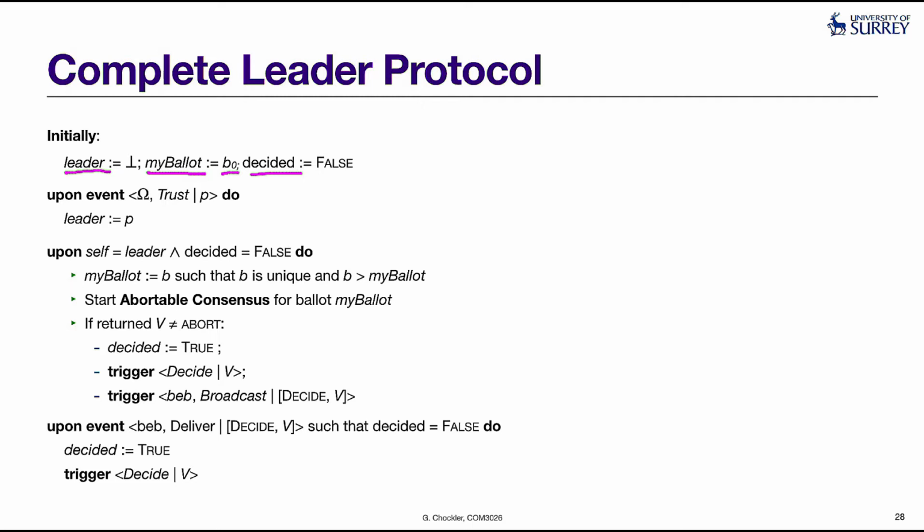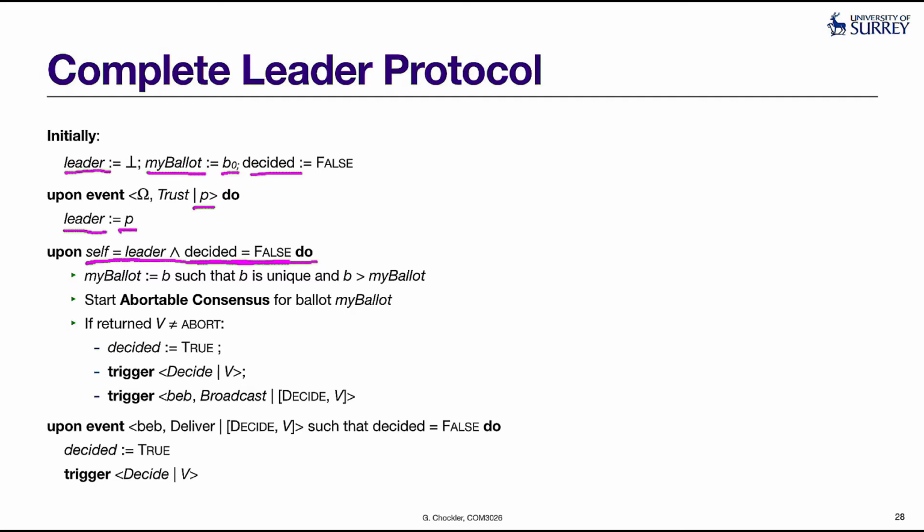So whenever the eventual leader detector reports that it trusts a process with ID P, then this ID is stored in the local variable leader. Okay, so whenever we have this condition satisfied, that is, the process itself is the leader as reported by Omega, and this process has not yet decided, then it executes the following steps.